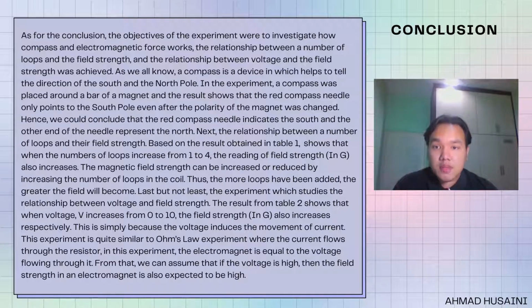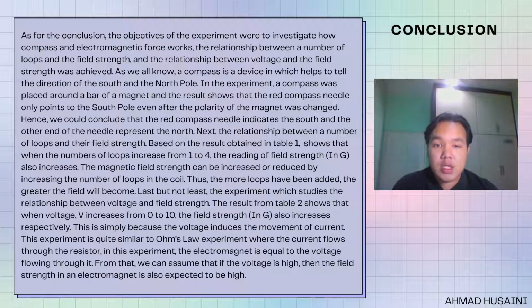Next, the relationship between number of loops and its field strength. Based on the result obtained, it shows that when the number of loops increases from 1 to 4, the reading of field strength also increases. The magnetic field strength can be increased or reduced by increasing the number of loops in the coil. Thus, the more loops that have been added, the greater the field will become.